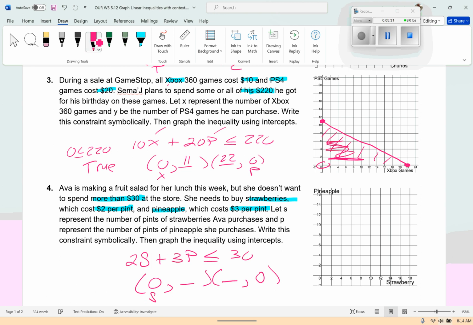So that's S, that's P. So if I cover the S value, 3 times what number gives me 30? That'd be 10. So 0, 10 is right here. This value here is a P value. So if I cover that up, 2 times what gives me 30? And that would be 15.